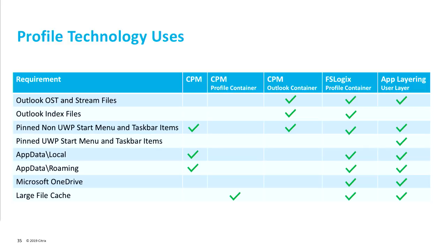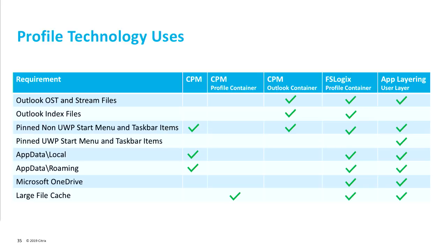The app layer and user layer, interestingly enough, doesn't do the index file, because it's managed by the system, and it's a boot thing, and we haven't got our two products together yet. So we are going to work on that, hopefully. But right now, we rebuild the indexes. If you use the user layer, you would still get the other parts of that.